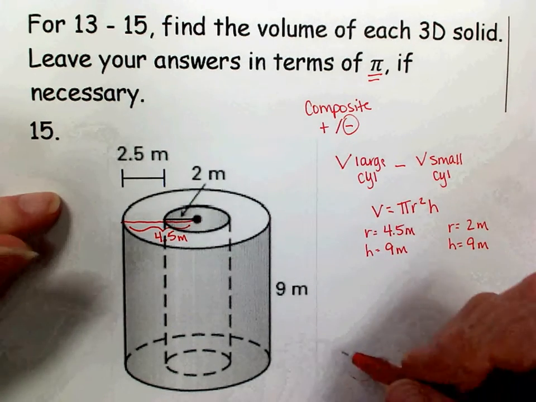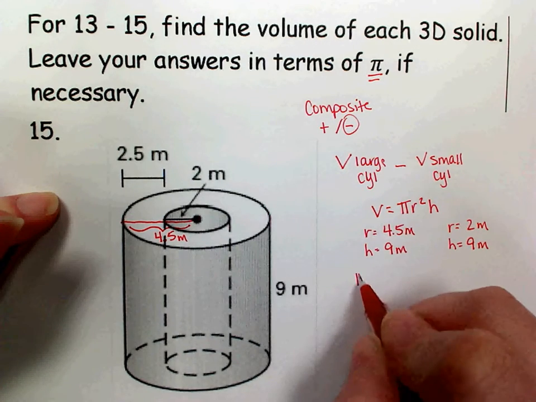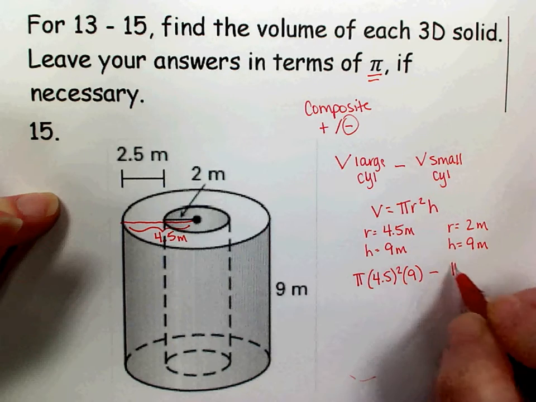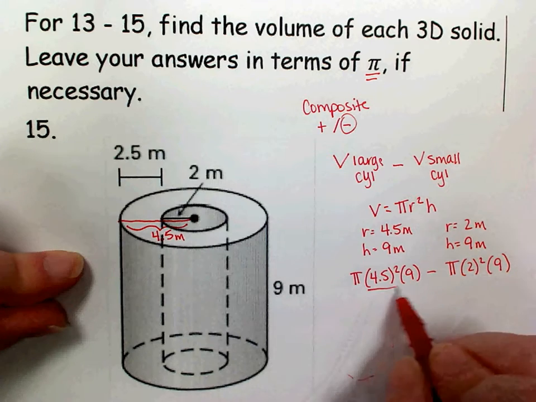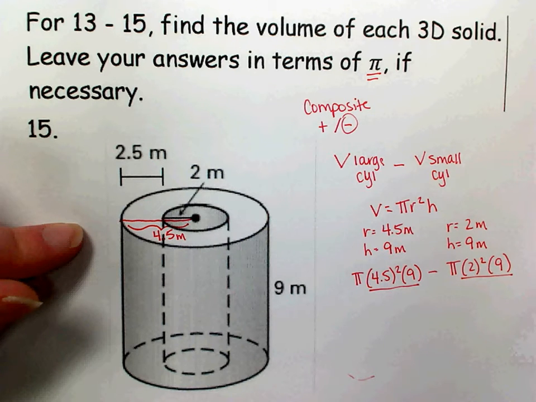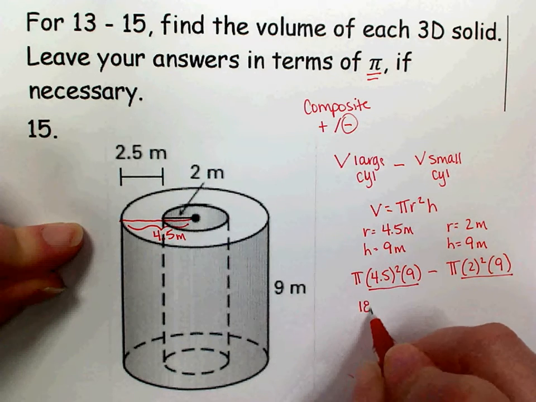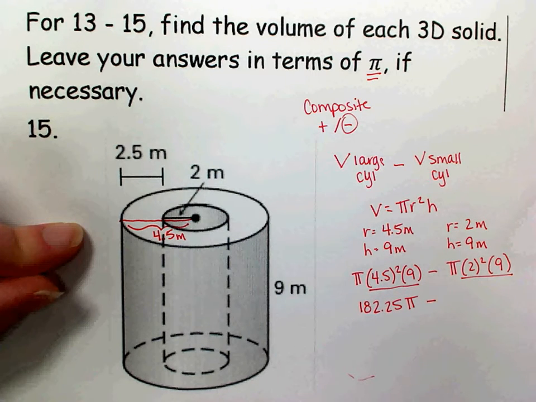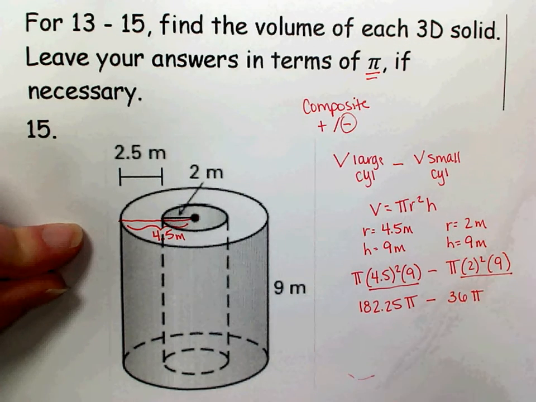So now that we've identified everything, we're ready to find the volumes of each and subtract to find our volume of the composite. So we would have pi times our radius squared times our height minus pi times our radius squared times our height. Remember, our answers are in terms of pi, so we're only doing this part of the calculations in our calculator. So we would do the 4.5 squared times 9 and find that the volume of the large cylinder is 182.25 pi, and then subtract, do the 2 squared times 9 in your calculator and get 36 pi for the volume of the small cylinder.